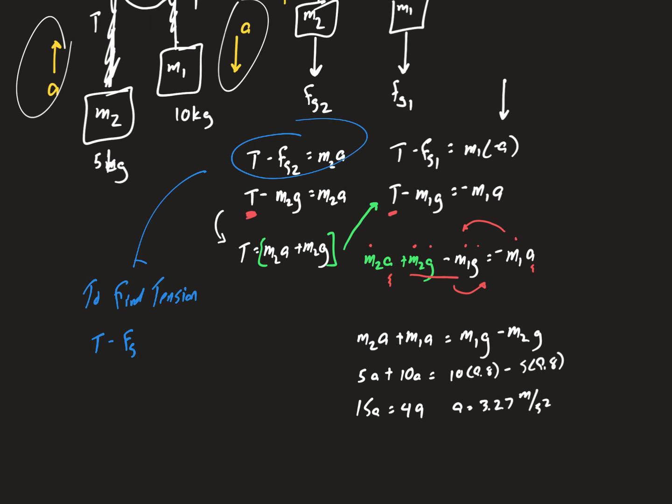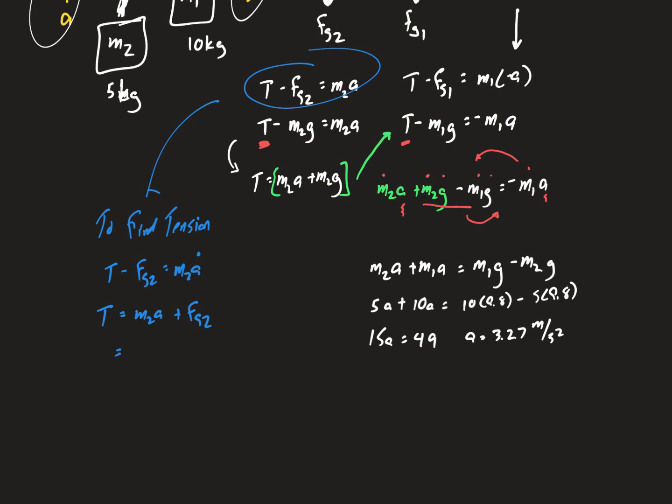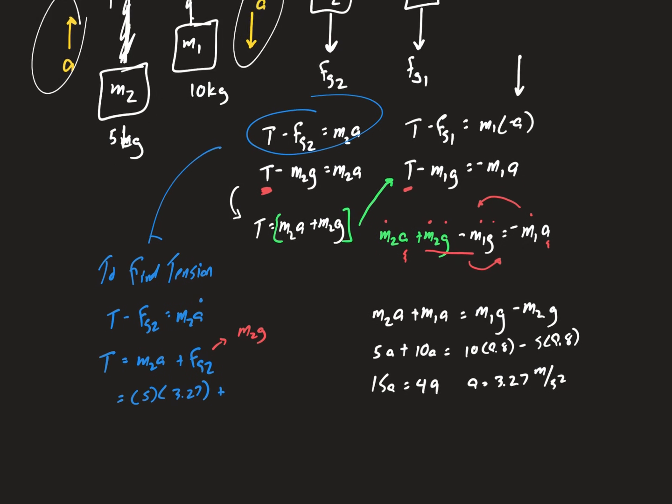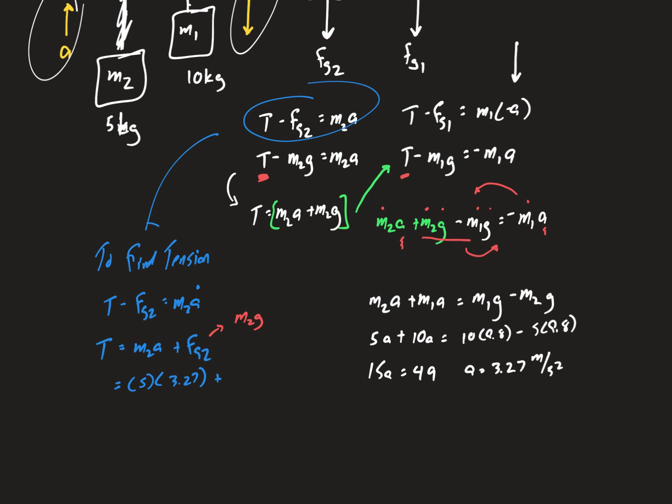Tension minus FG2 equals M2A. Well, now I know my A. Tension equals M2A plus FG2. Then we'll just plug everything in. M2 is 5. My A is 3.27. Remember, my FG2 is M2G, so my M2 is 5 and my G is 9.8. When I plug this into the calculator, I get about 5 times 3.27 plus 5 times 9.8.